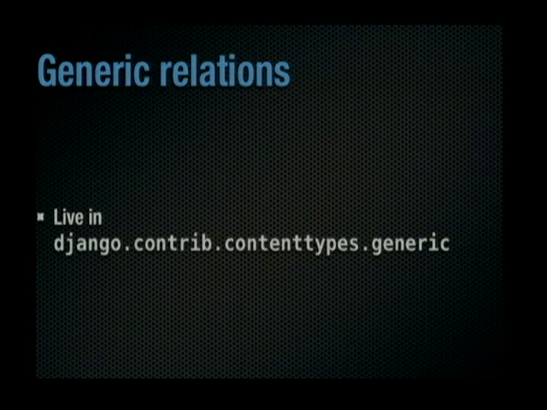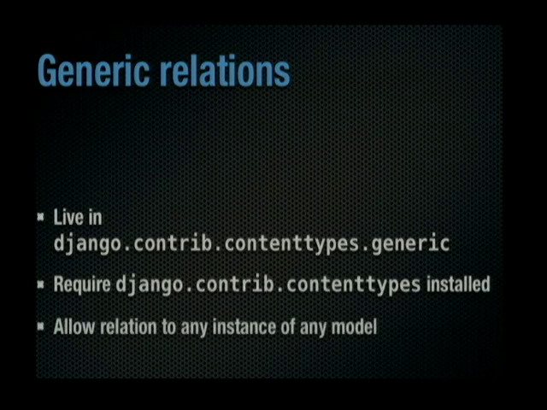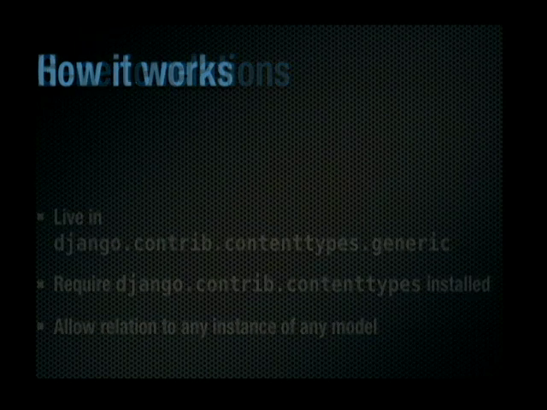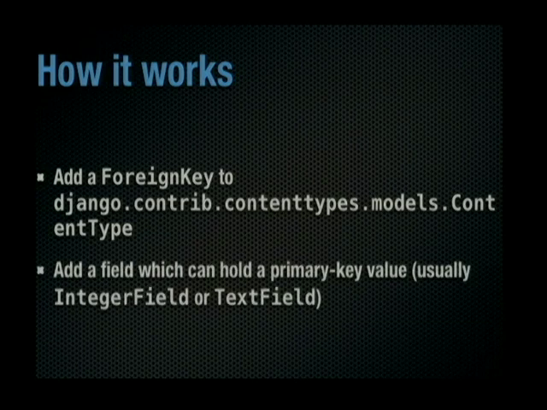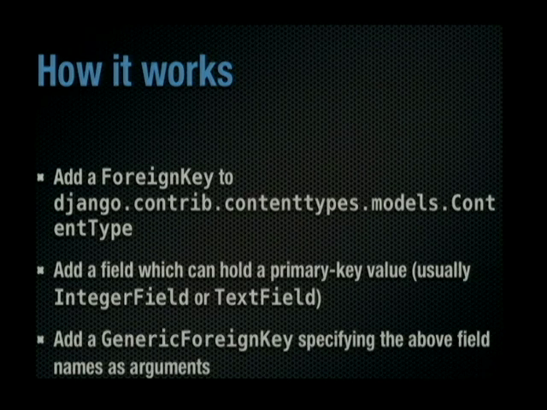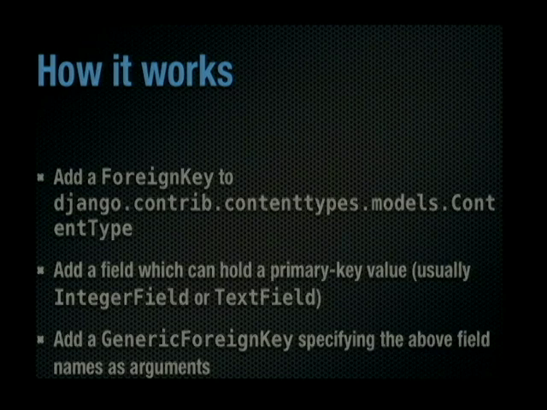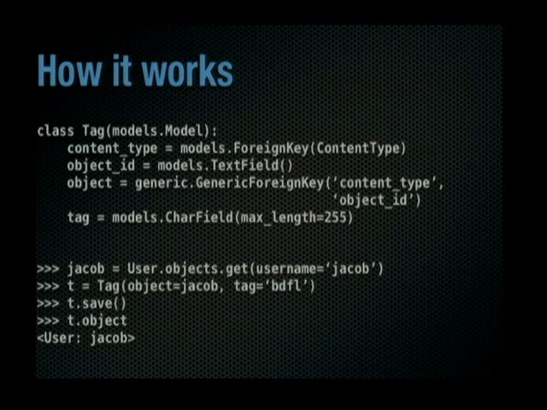Generic relations live in the content types contrib app, in generic. It requires content types to be installed, and allows you to basically do a foreign key that doesn't specify what model it relates to, and can relate to any instance of any model you have installed. Quickly, how it works is you set up a foreign key from your model to content type, and a field that can hold a generic primary key value, and then add a generic foreign key, which you can import out of content types, specifying those two fields as arguments. So basically it looks something like this.